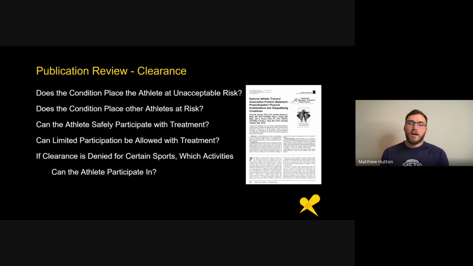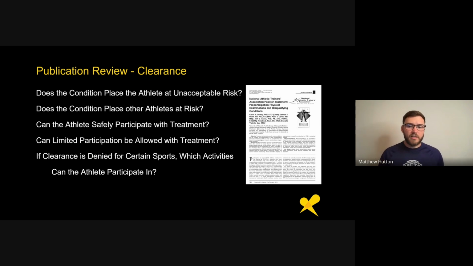So, can they participate safely? Can they participate safely with treatment? Can they participate limited with treatment? The goal there was to allow the athlete to be as functional as possible. Again, you don't want these false positives that are going to flag people or rule them out if it's completely unnecessary.